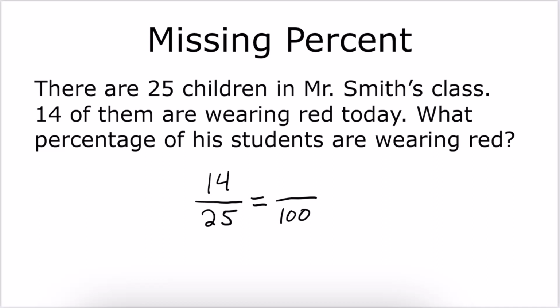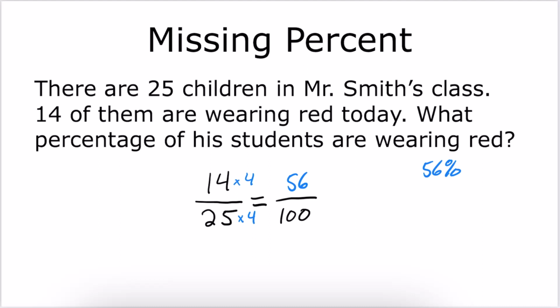So in this case, it seems like it would be pretty easy to just say, okay, well, we know that 25 times 4 equals 100, and 14 times 4, if I do that in my calculator really quick, but with your students, you'd want to have them do it by hand. That tells us that the missing percent is 56%. And so we know that 56% of his students are wearing red.